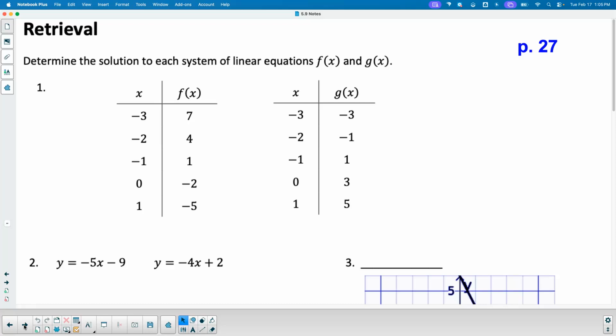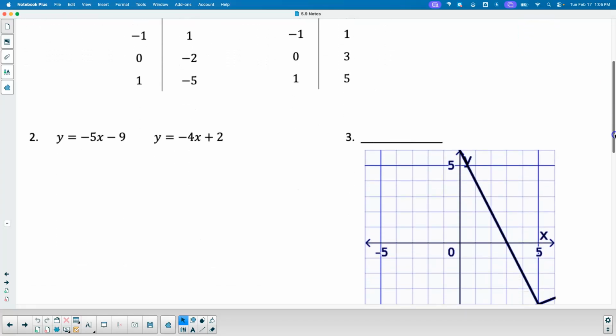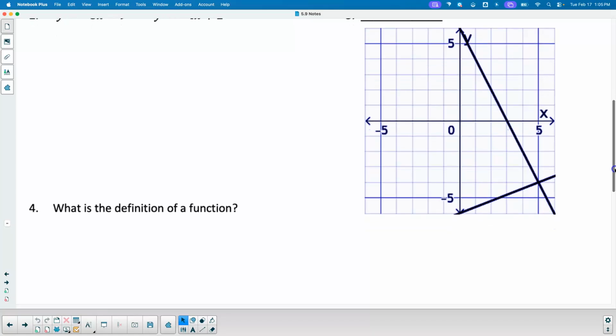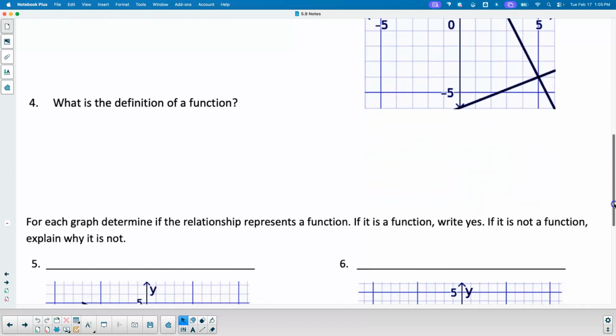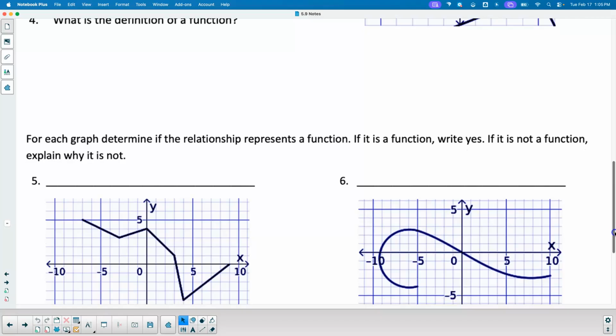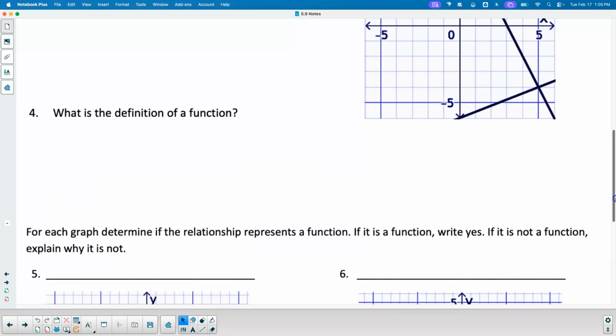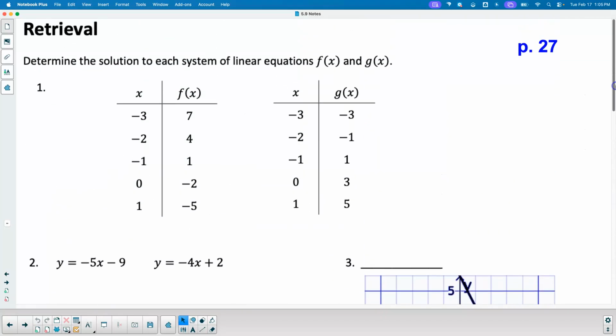Number 1, we're determining what the solution is. Number 2, it looks like we have to figure out the solution using algebra. Number 3, we can get it off of the graph. Number 4, what's the definition of a function? We'll talk about that. And then numbers 5 and 6 are determining if it's a function. Playing the game: is it a function? Is it not a function? Conjunction junction, what's your function? I'll give you a couple minutes to complete page 27.